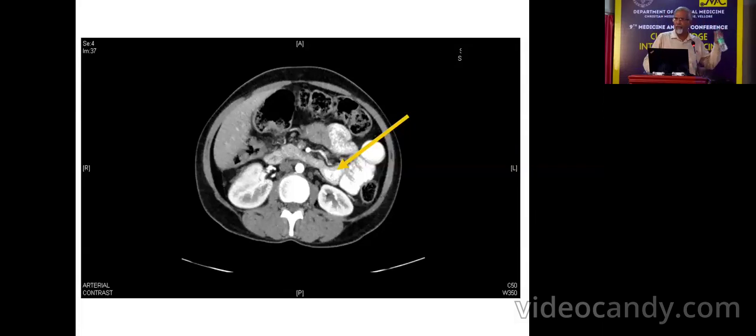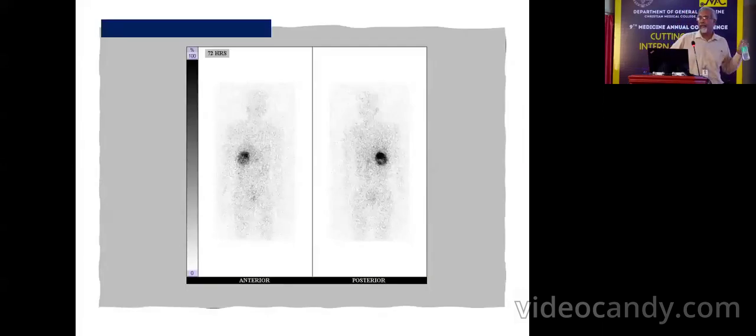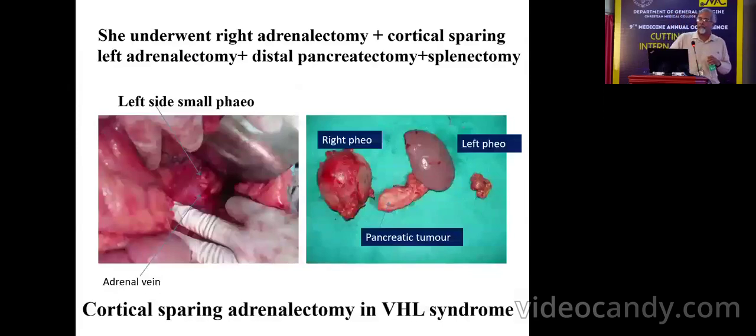Most of you medicine PGs will know this is a patient with a pancreatic lesion plus this is von Hippel-Lindau syndrome. That is the MIBG scan, the isotope scan, which is positive over here. I think there are bilateral lesions in this patient. So you need to operate on both sides.